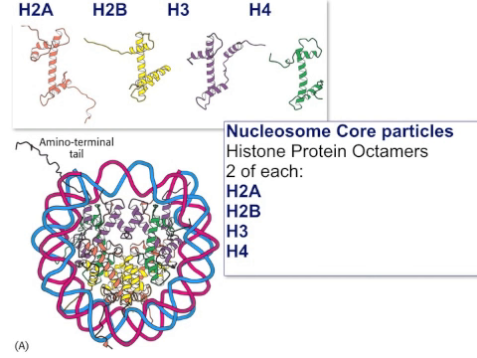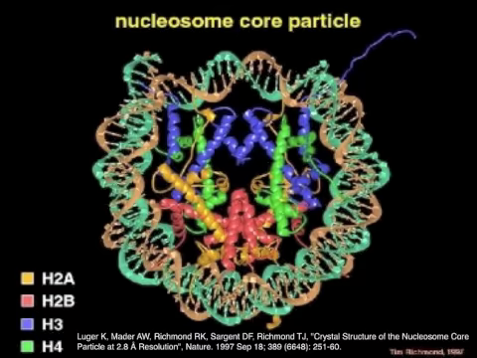Histones bind to one another to form a core particle that consists of 8 proteins. This is called a histone protein octamer. It contains 2 H2A, 2 H2B, 2 H3, and 2 H4. Now you can see that this octamer is found in the center and the DNA is wrapping around it. The amino terminal tails of the histones actually make contact with one another and contact with the DNA as it wraps around. This shows a nucleosomal core particle and the DNA wrapped around it.